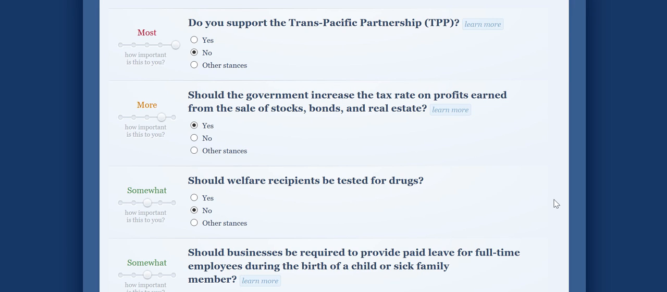So, no, it's a horrible idea. It's a stupid idea. Don't do it. But if you're going to do it, be consistent and drug test everybody taking government money. And let's start with the banksters on Wall Street.